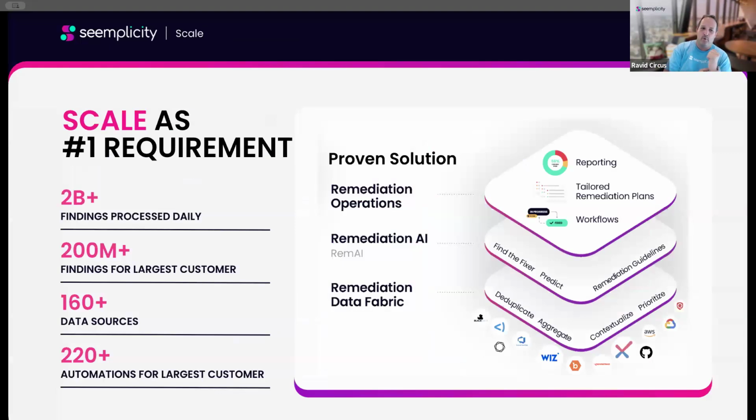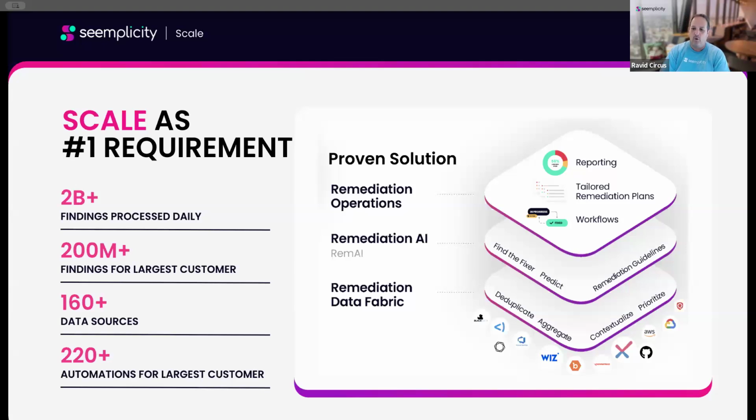We today process more than 2 billion findings daily. Our largest customer has more than 200 million findings. We have over 160 data sources that provide us the data in different formats, in different ways, in different cadence. And our largest customer is running more than 220 automations simultaneously.